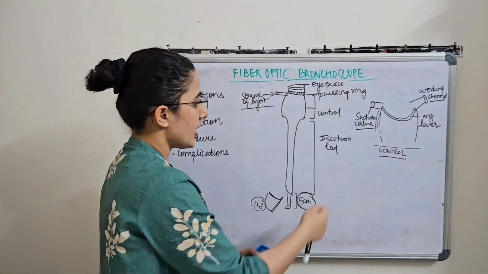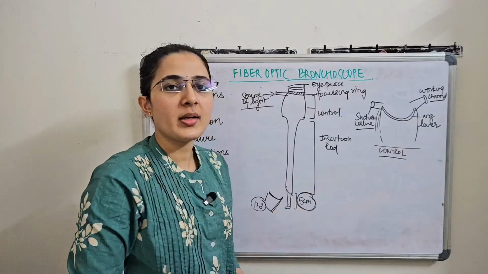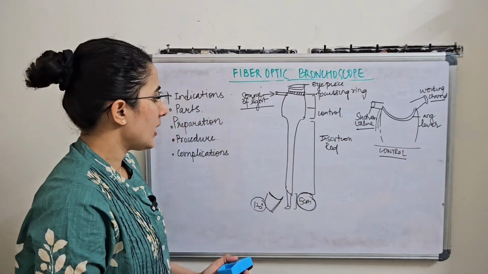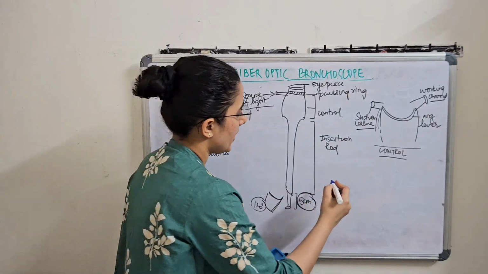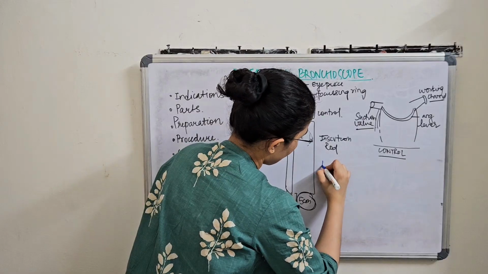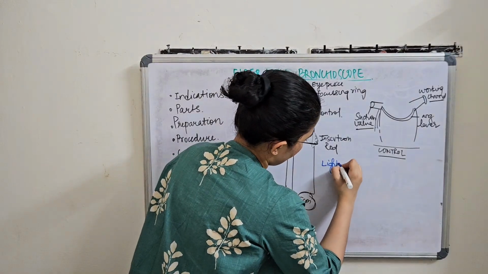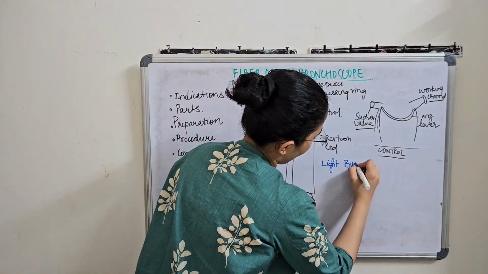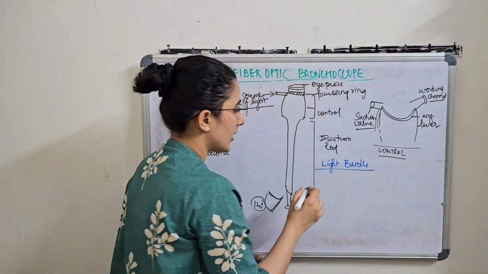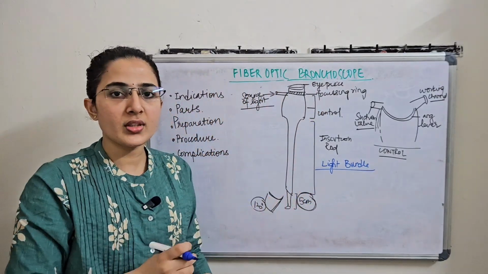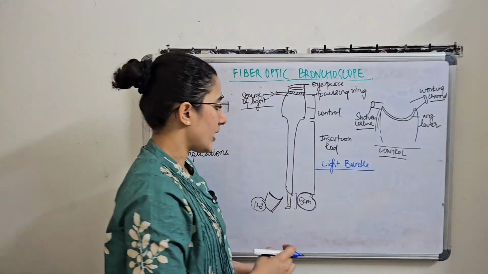Now we come to the insertion rod portion of the FOB. The insertion rod contains the light bundles or light fibers that are carried through the entirety of the insertion rod.